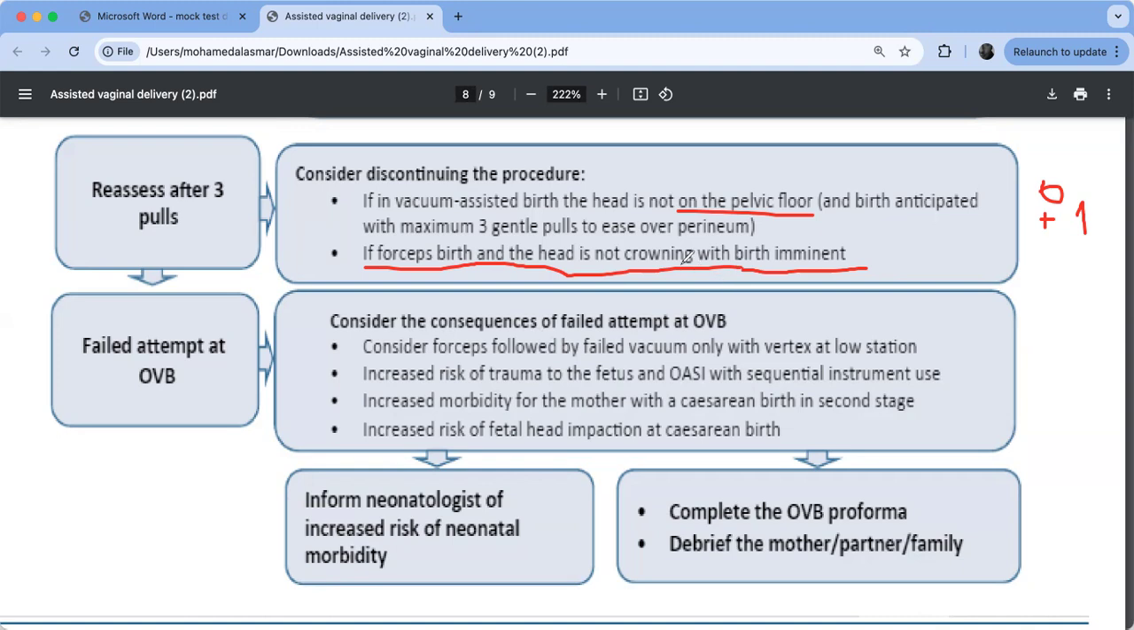When the head is crowning, when the fetal scalp is seen, visible, and not retracted anymore between the contractions, this is crowning, correct? So if you have forceps and the head is not crowning after 3 pulls, discontinue.